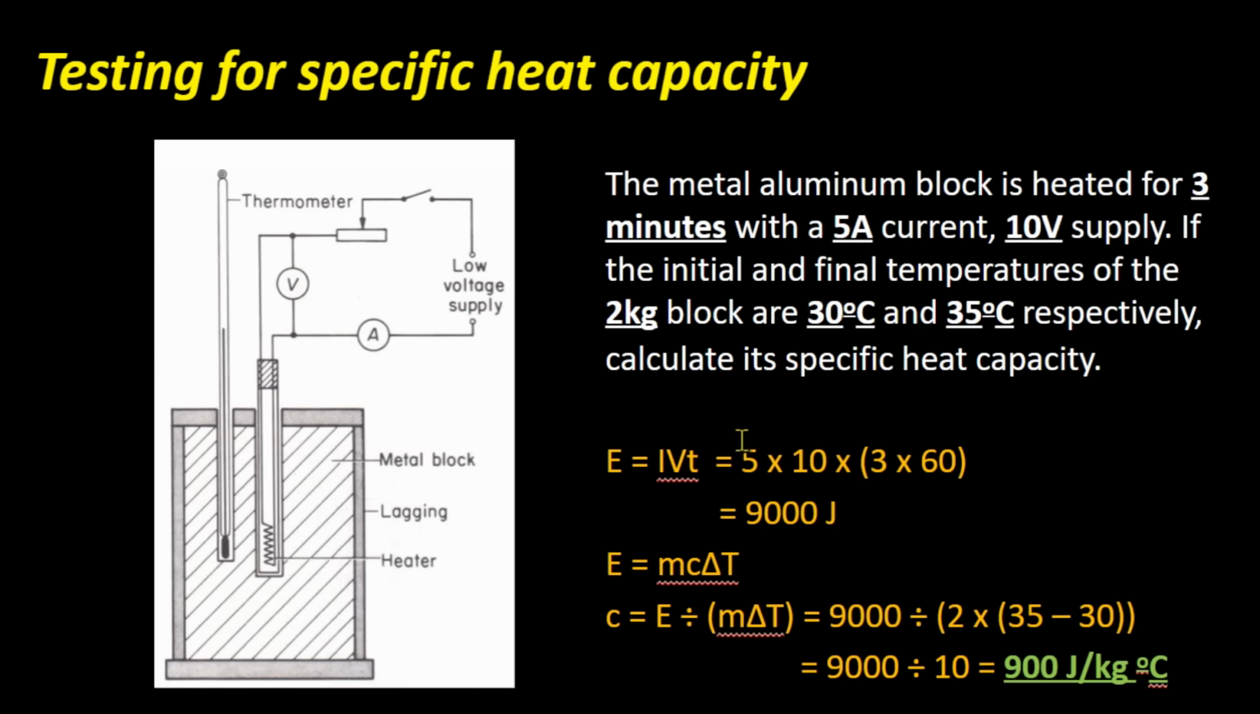The current is 5, the voltage is 10, and the time is 3 minutes, so 3 times 60. Multiply these, and you're going to get the energy is 9,000 joules. You use the formula E is equal to mc delta T. Rearrange it to find C is equal to E divided by m delta T. So 9,000 divided by 2 kilograms, multiplied by the change in temperature, which is 5. So 9,000 divided by 10 is going to be 900 joules per kilogram degrees Celsius.